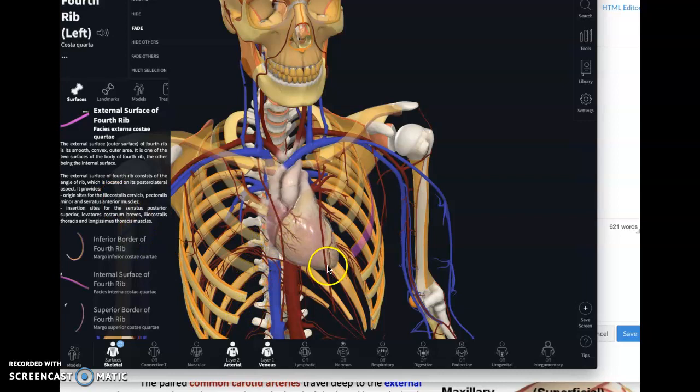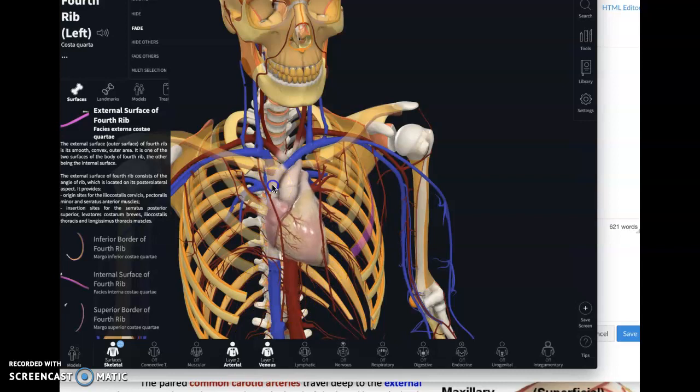So we have our heart. There's our apex. We'll be pointing into the lung right there. There's our cute little auricles. I love the auricles. This would be the ventricles. Anterior interventricular sulcus. Right atrioventricular sulcus. So we learned all that last week.